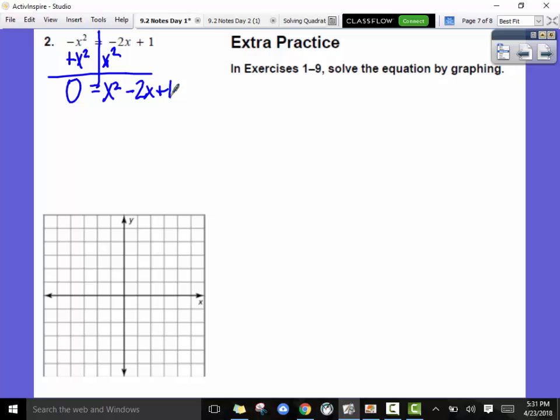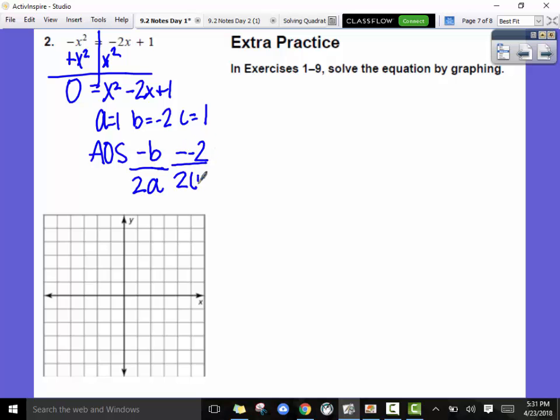So I'm going to find the axis of symmetry. A equals 1, b equals negative 2, c equals 1. So for my axis of symmetry, negative b over 2 times a. b is negative 2, so negative negative 2 over 2 times 1. Negative negative is positive 2 over 2, which is 1. So my axis of symmetry equals 1 right here.